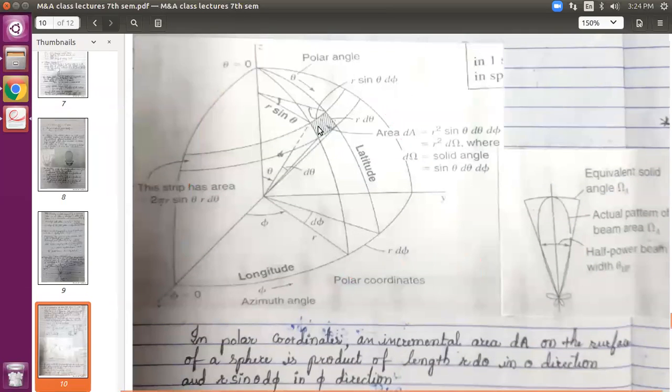How can this area be got? Length into breadth. If you take this as a square, if 2 sides are known to us, we can calculate the area. So you can think that this dA is r square sine theta d theta d phi. This is actually the product of 2 lengths of sides. Like this, you have a patch, and you have considered the area, 1 length and 1 length. If these 2 lengths are known to you, just the product of these 2 will give you this area, that is r square sine theta d theta d phi.